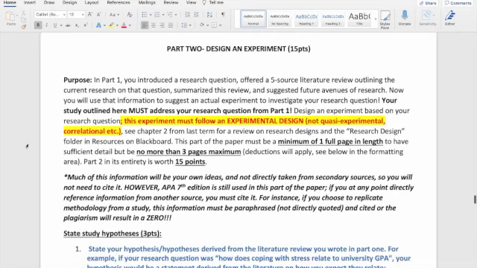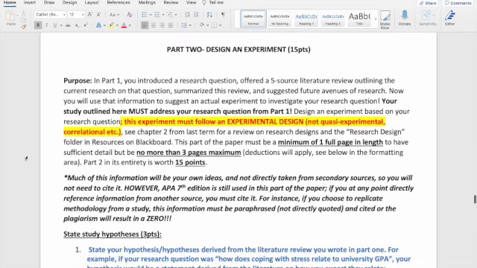So part 2 consists of taking the research question that you outlined in part 1 and suggesting an experiment to address this question. This experiment must follow an experimental design. It cannot be quasi-experimental or correlational. If you do not follow an experimental design, you will lose significant marks on this section, or possibly even get a 0 on this entire section. So I'm really stressing this, that you must follow an experimental design.